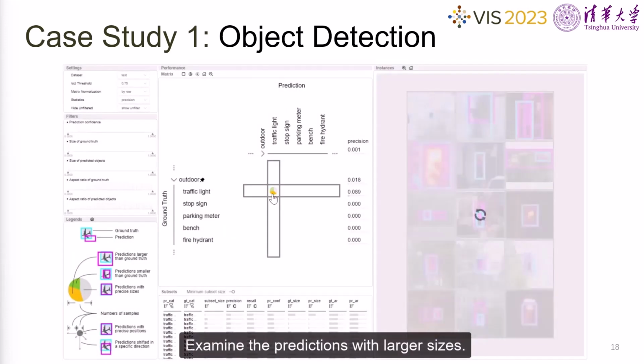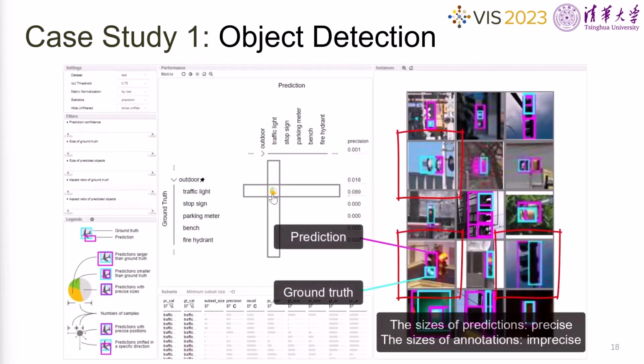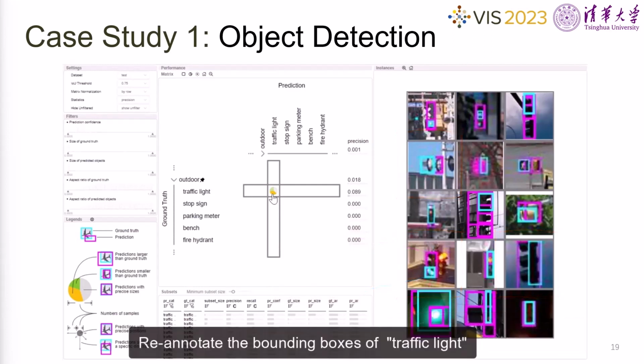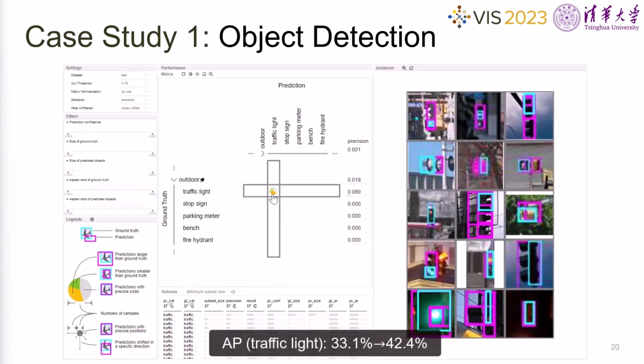Then, examine the predictions with larger sizes. Predictions are precise, while some annotations are not. Re-annotate the bounding boxes of traffic light on test samples. The AP of traffic light is further increased.